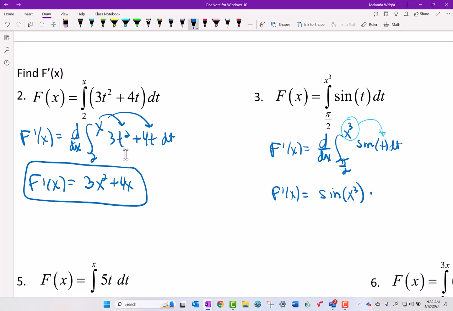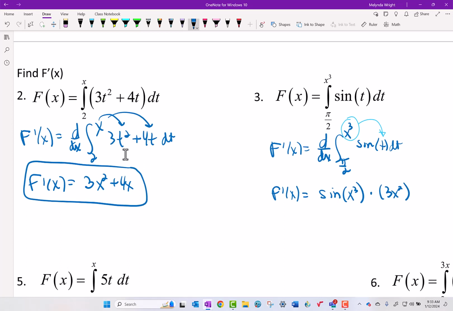Now I have to chain it. Am I going to multiply it by the derivative of x cubed, or am I going to multiply it by the derivative of sine? What am I going to do? X cubed. I'm multiplying that. I'm saying that again because students get confused with that, right? We multiply by the derivative of the function that was on the bound, not the integrand. I'm multiplying by the derivative of x cubed, and the derivative of x cubed is what? 3x squared.